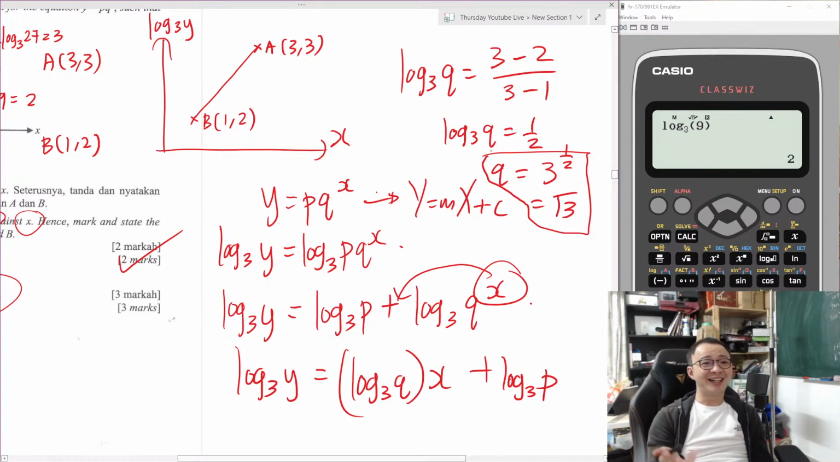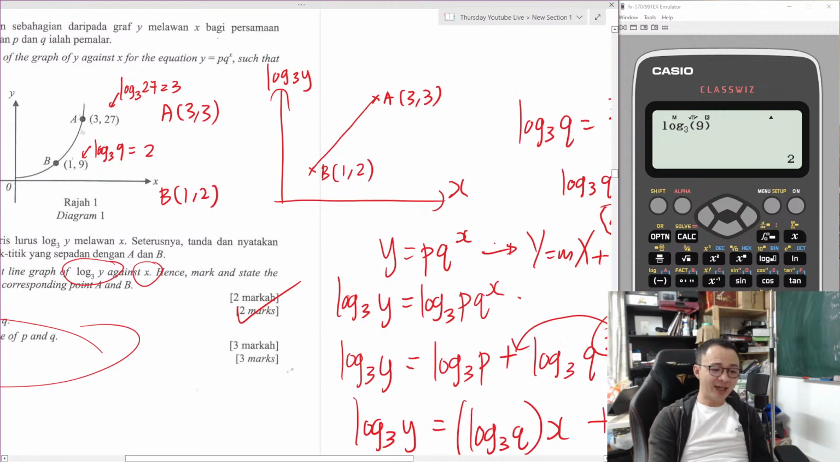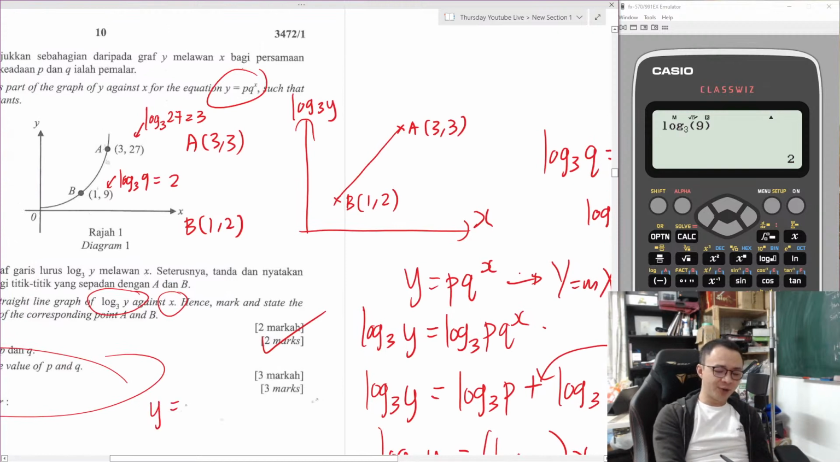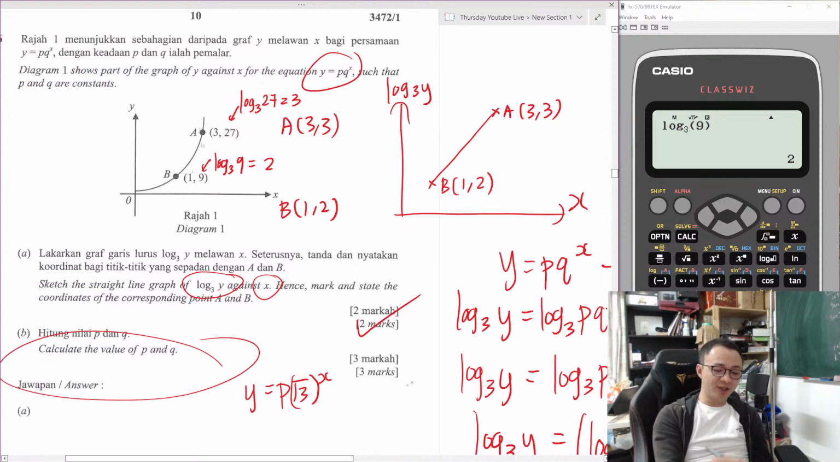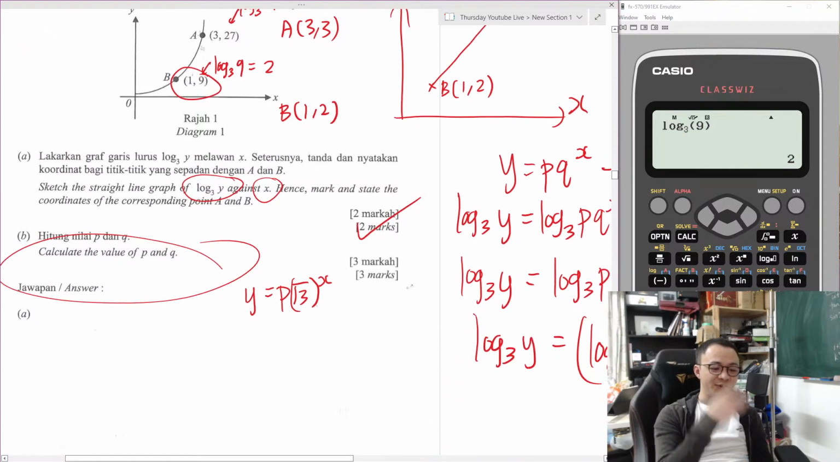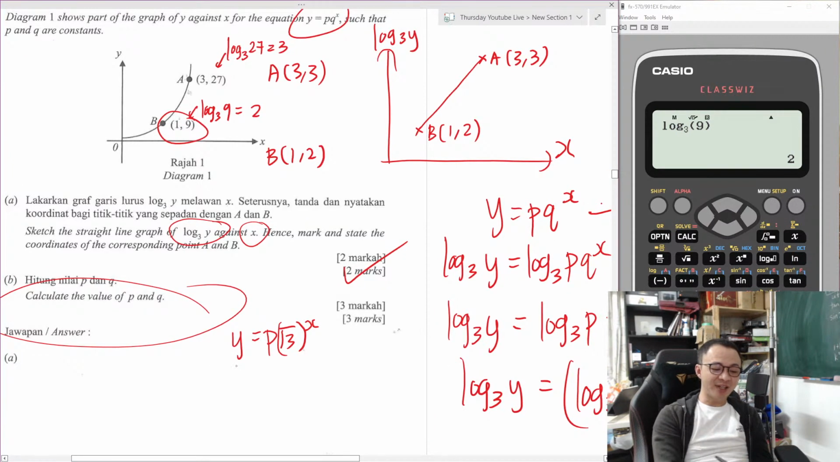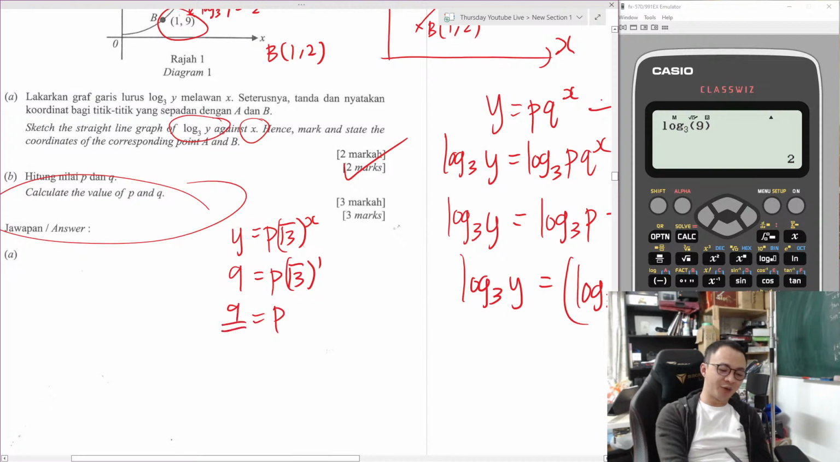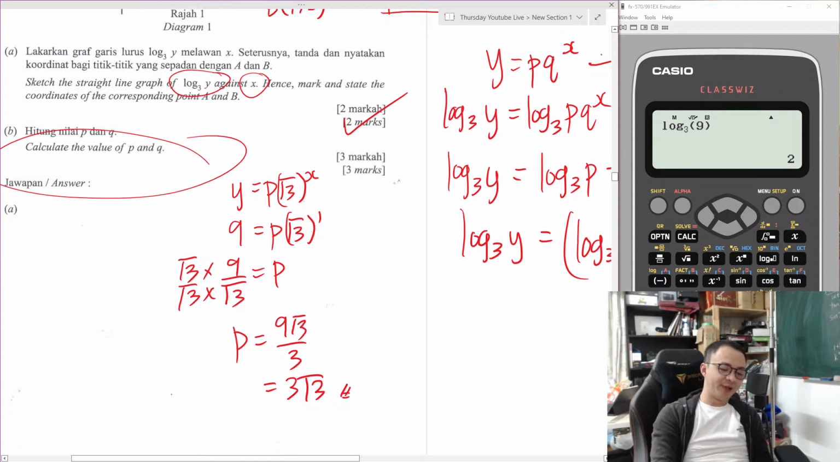After I got the Q ready, I can sub back into any equation I want. I can sub back into the original equation, no problem. y equals P square root 3 power x. If I sub into here, I can use any of the coordinates to find the P. So let's say I use (1, 9) here. Remember, you sub back into the original equation, use the coordinate from the original one. Don't use the linear one. So this one is 9, this one is P square root 3, 1. Then P equals 9 over square root 3. Then you can use the calculator to rationalize. So you will get 9 square root 3 over 3, which is 3 square root 3 for P. Then we're done.